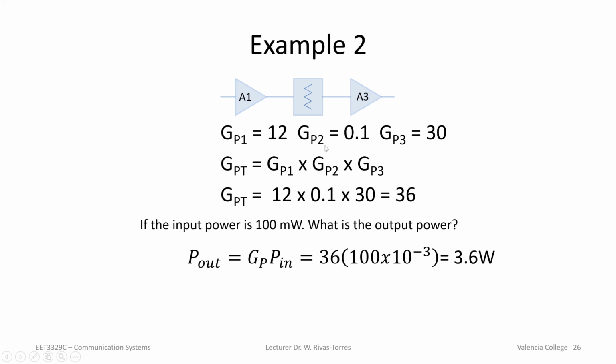Here's a different example. Now I replaced the second amplifier with an attenuator, and I changed the gain values around a little bit. Because it's an attenuator, the gain has to be less than 1, so 0.1 right here. Then you have a gain for stage 3 of 30. Remember, we multiply the three gains: 12 times 0.1 times 30 is 36. The input power is slightly different this time, 100 milliwatts. What is the output power? If you do your calculations, it comes up to 3.6 watts, or equivalently 3,600 milliwatts.